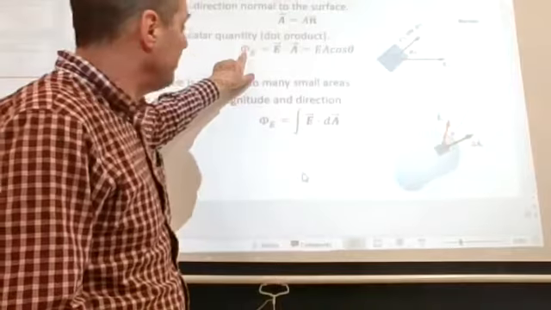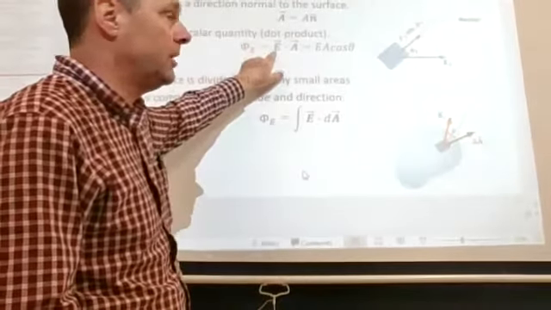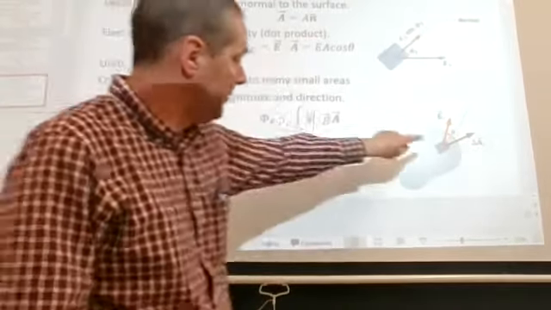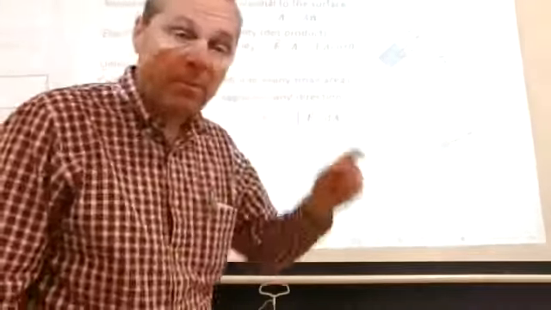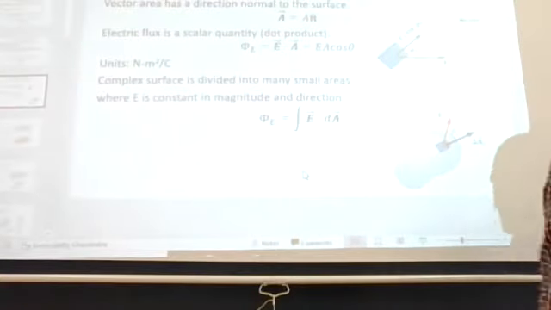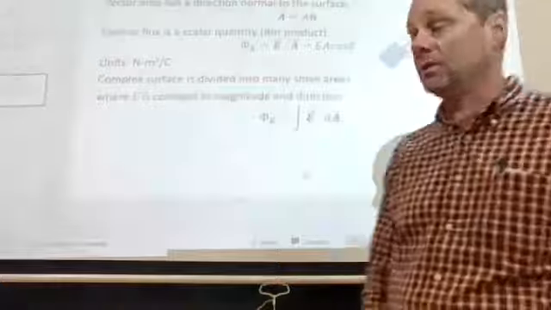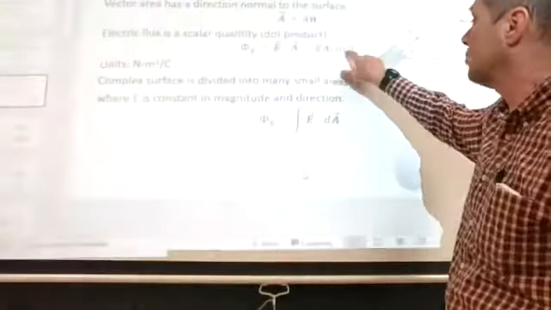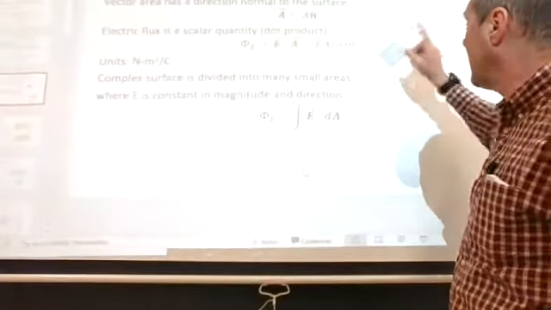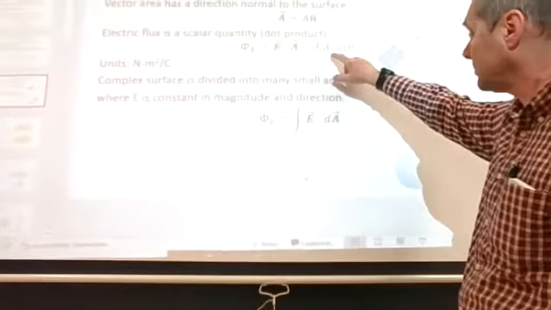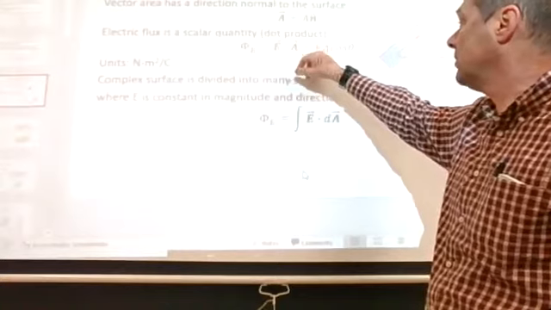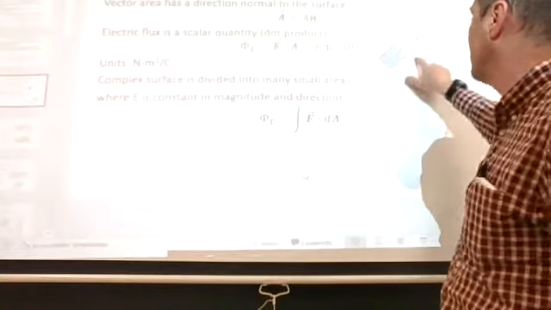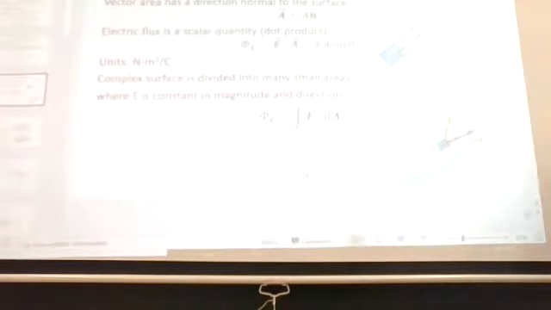The electric flux is going to be equal to the electric field dotted with the area vector. Now, that works great so long as the angle is zero. If the angle is zero, then the cosine becomes 1. But that isn't always going to be the case. Therefore, our electric flux is going to be equal to the electric field times the area times the cosine of that angle.